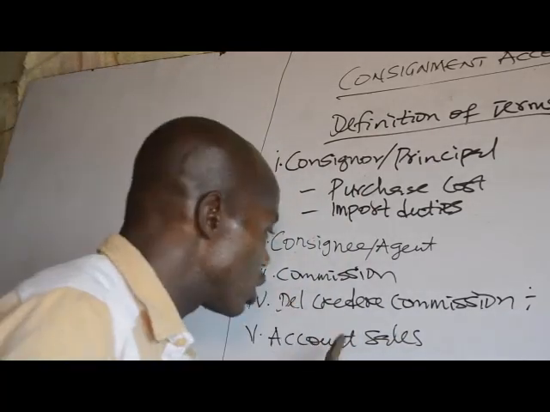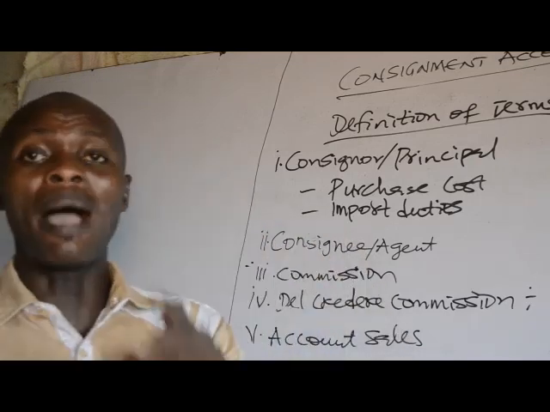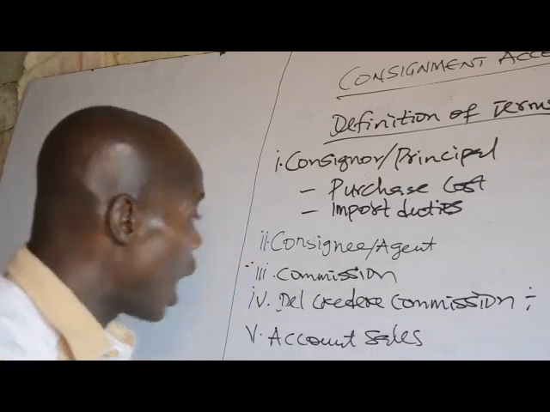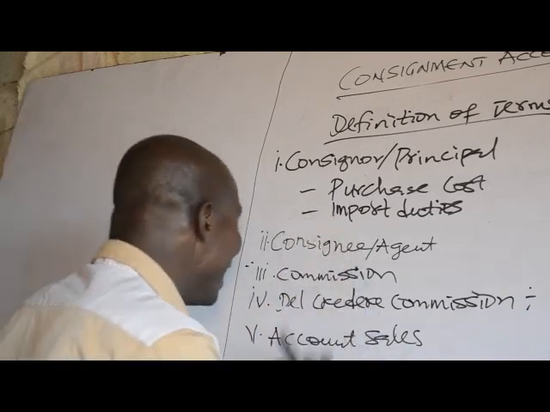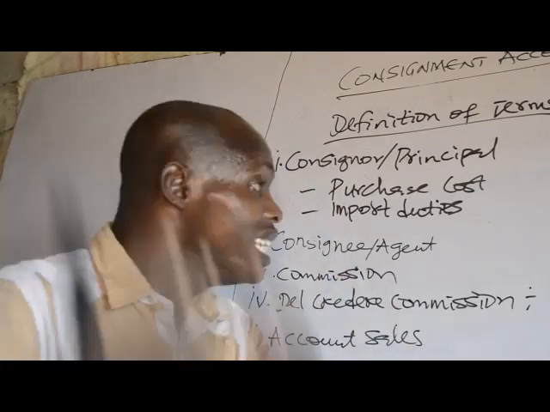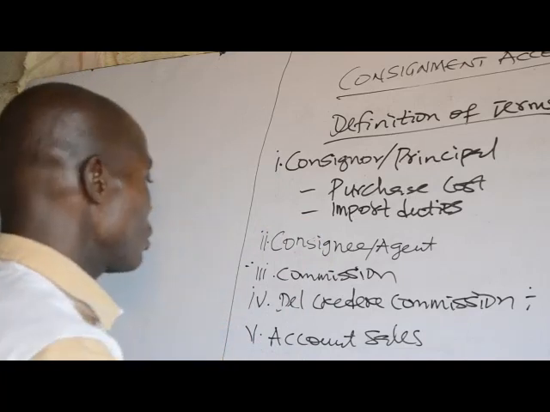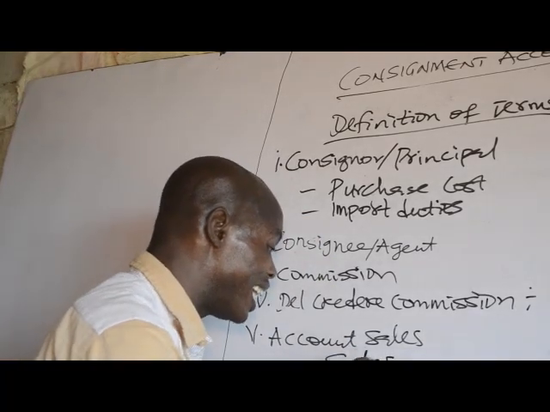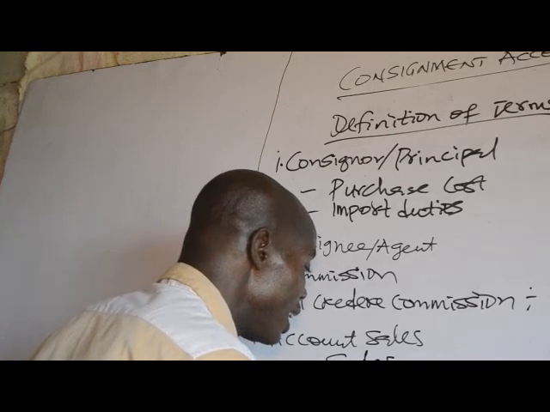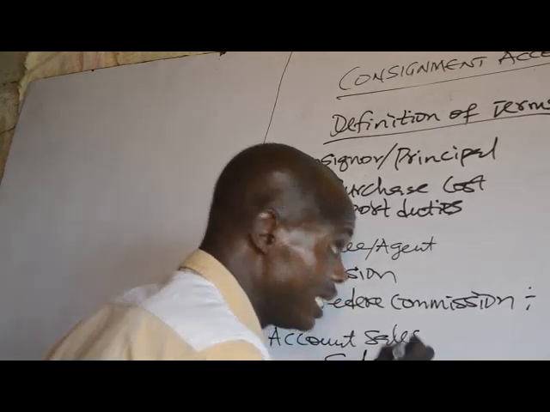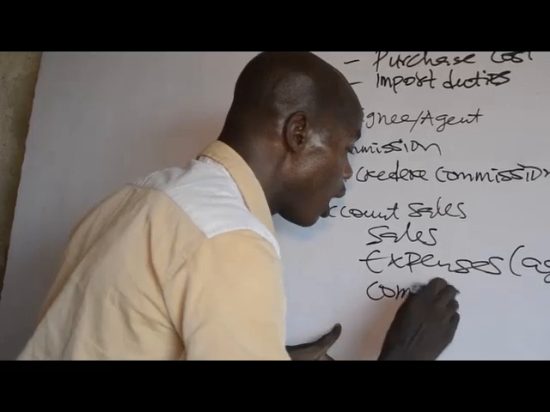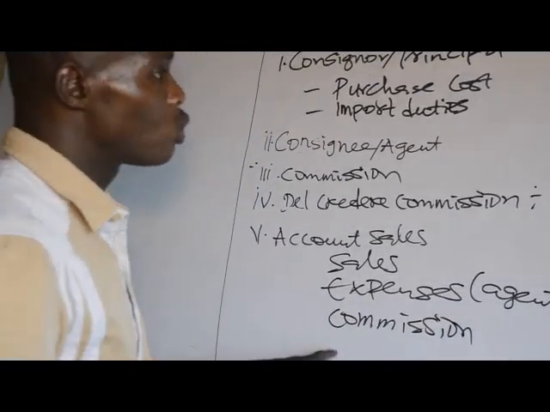Therefore, what then is the account sales? Account sales is the document sent by the consignee to the consignor, showing the sales made by him to date. This document will show the sales made by the agent to date. It will as well show the expenses incurred by the agent, the expenses of the consignee. It will also contain the commission of the consignee.